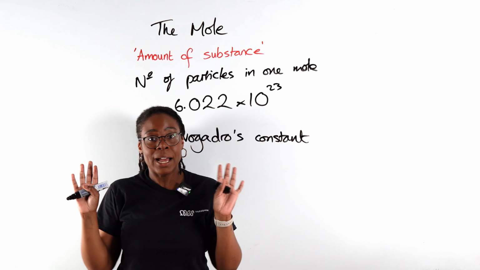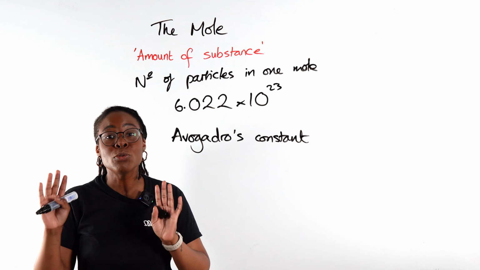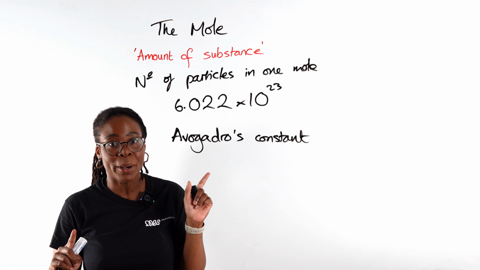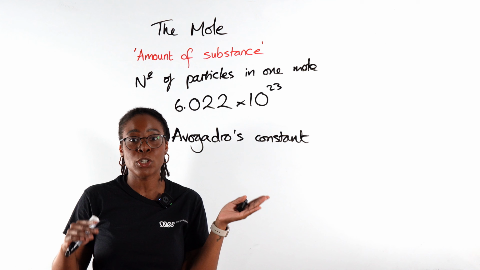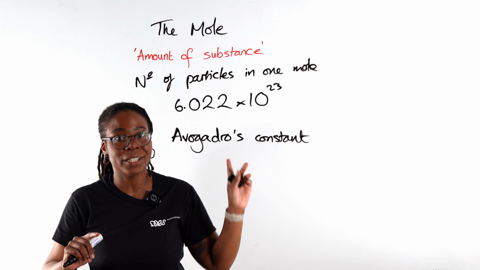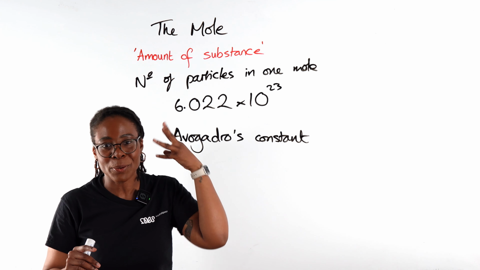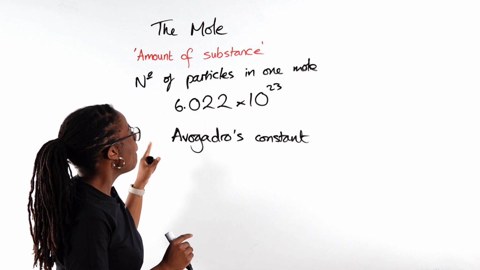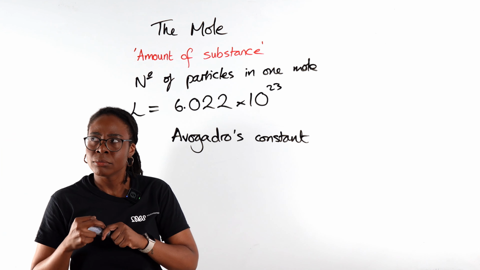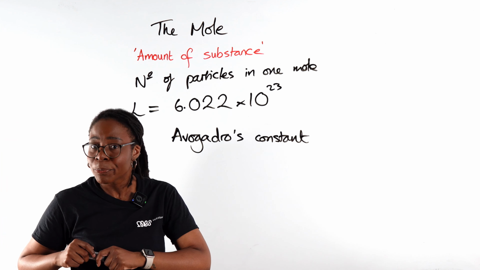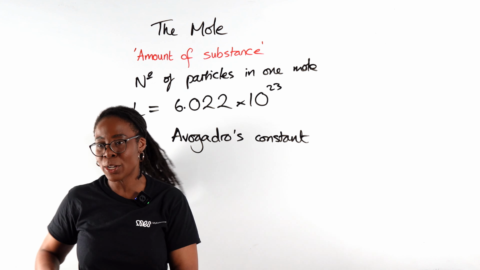In your exams, whenever you're expected to use Avogadro's constant, you do not need to know this number off by heart. It will be given to you within the context of the question, or it will be given to you in the data sheet or data booklet itself. But you're going to be so familiar with it that it will basically live inside of your brain. This is given the letter L, and I've never asked why. And again, this is the number of particles in 1 mole.